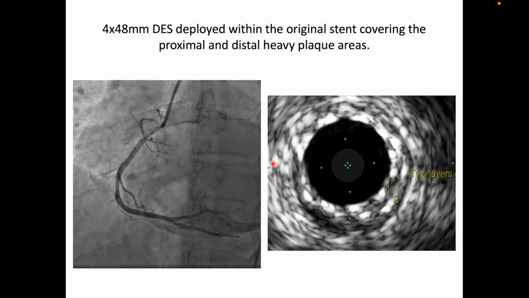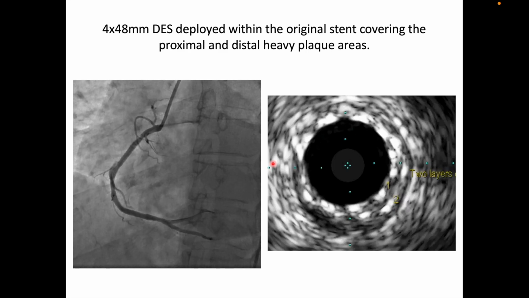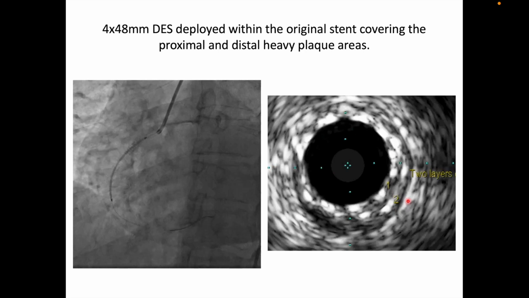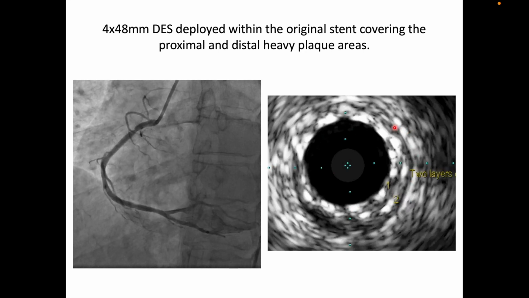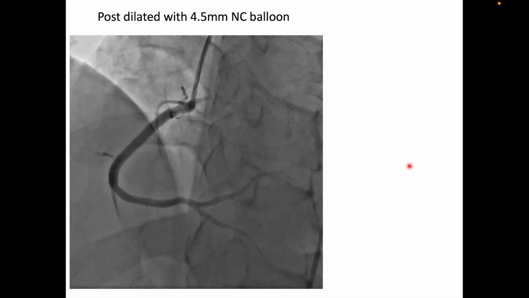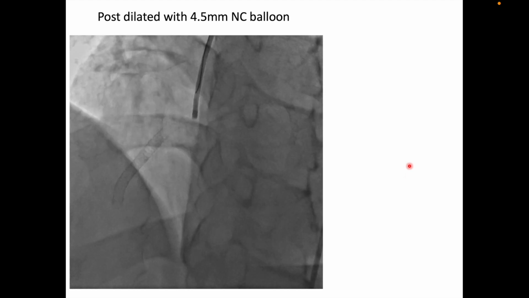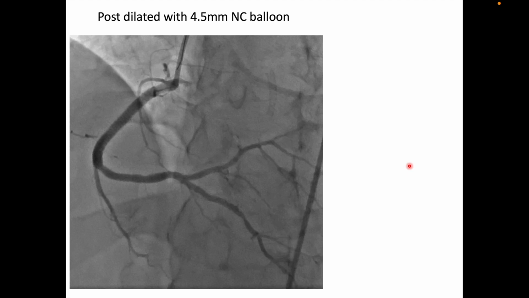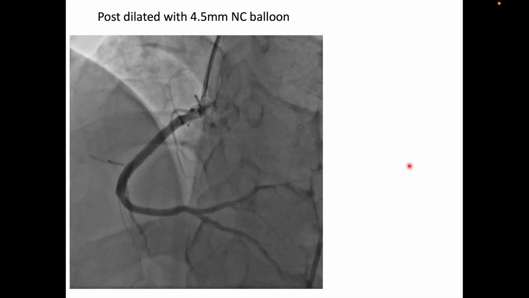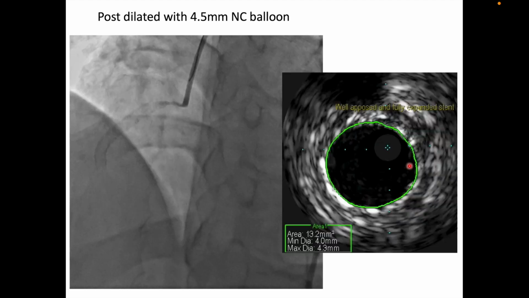So another 4 by 48mm drug-eluting stent was deployed within the original stent, covering the proximal and distal heavy plaque burdens. You can clearly see here 2 layers of stents where the overlap segment is. So this needs post dilatation. So it was post-dilated with 4.5 millimeter non-compliant balloon. So under normal circumstances, looking at the angiogram, probably we may not have used a 4.5 millimeter balloon. But now having done IVUS, we were confident that it needed a 4.5 millimeter NC.